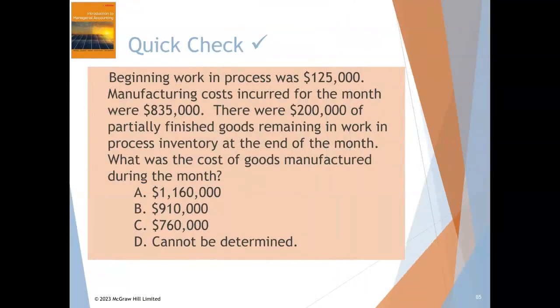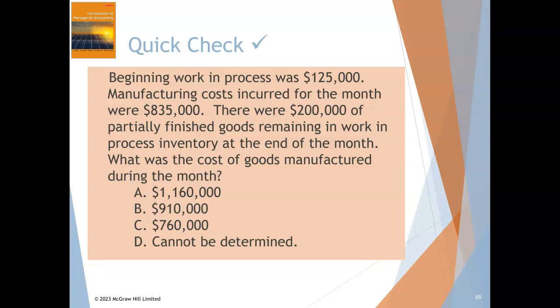Quick check. Beginning work in process was $125,000. Manufacturing costs incurred for the month were $835,000. There were $200,000 of partially finished goods remaining in work in process inventory at the end of the month. What was the cost of goods manufactured during the month?